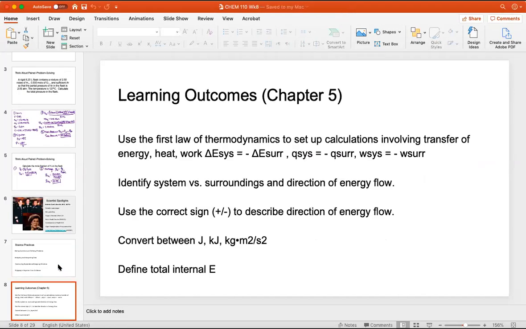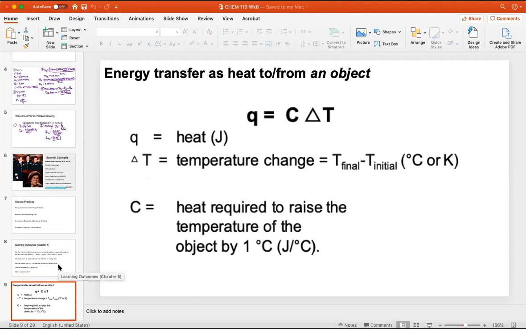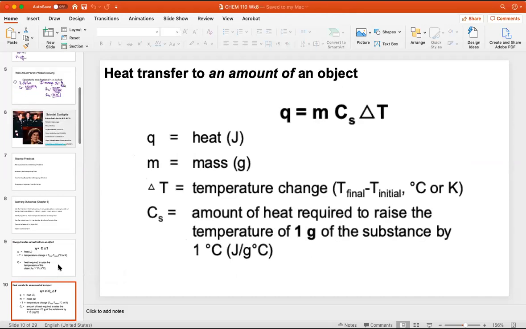We're going to take a look at two different equations. The energy transfer as heat to or from an object. This is called the heat capacity equation, where Q is heat measured in joules. Delta T is the temperature change, so temperature final minus temperature initial. And then C is the heat that is required to raise the temperature of the object by 1 degree Celsius, or joules per degree Celsius.